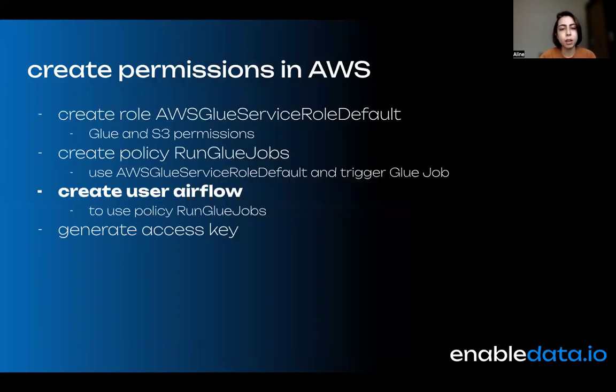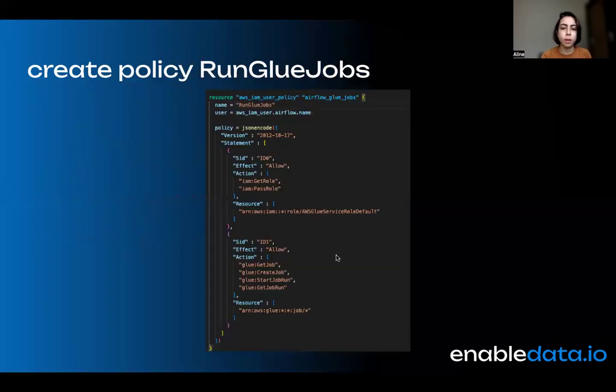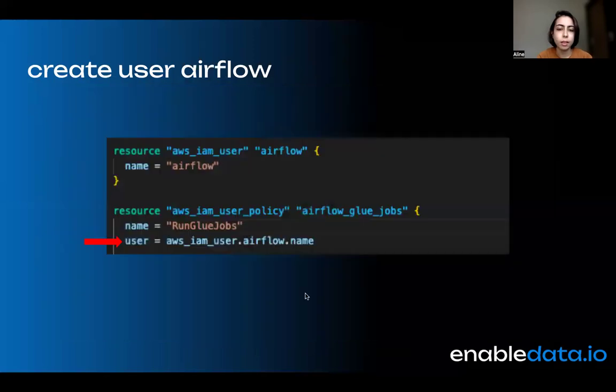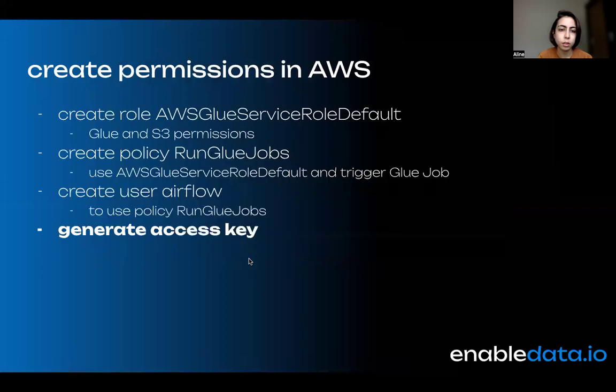And then we are going to assign this policy that is able to not only use the role that is needed to run Glue, but also trigger a Glue job and get the information about that Glue job by having these permissions. So just create the user, assign that custom policy, and then the same thing like here in the Terraform, just create the user and then assign the policy to it.